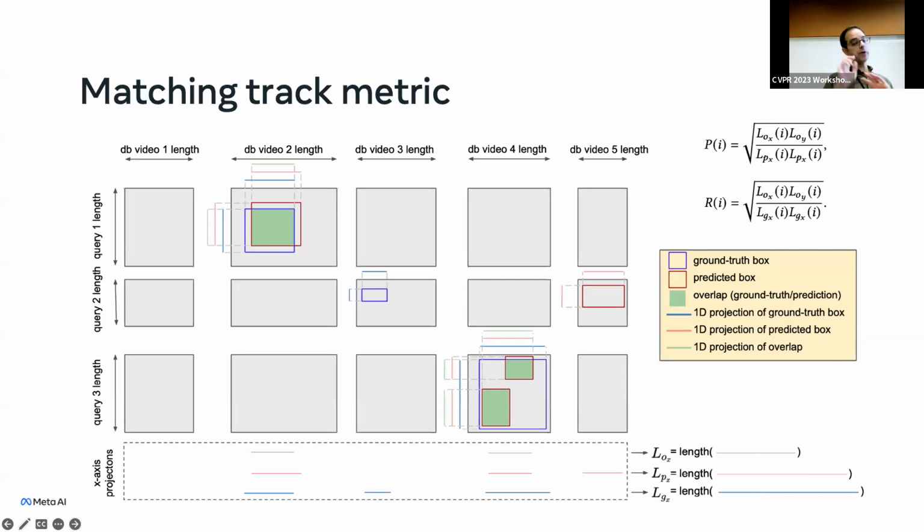And we do this on each axis, and then the final precision and recall values are the geometric mean of precision and recall on each axis. Once we have this notion of precision and recall, we just evaluate it at every operating point, and then compute an average precision over these precision and recall values.